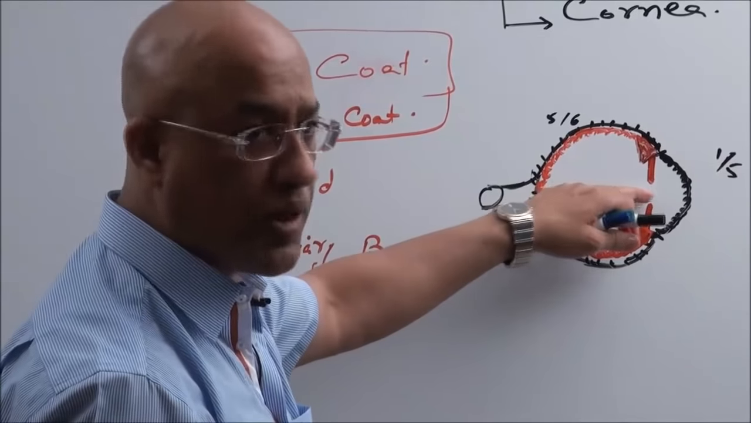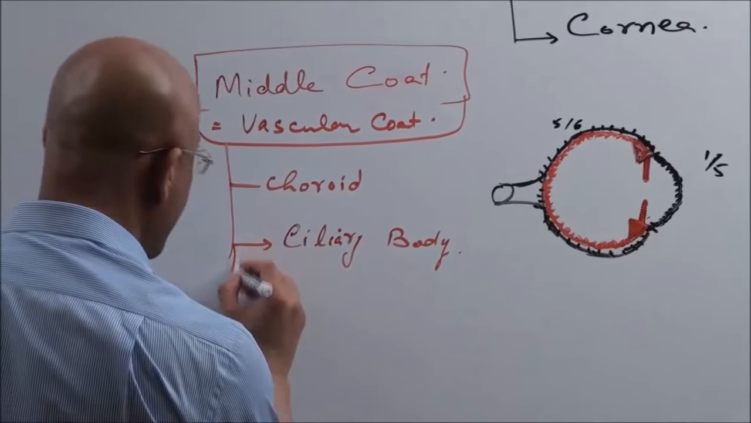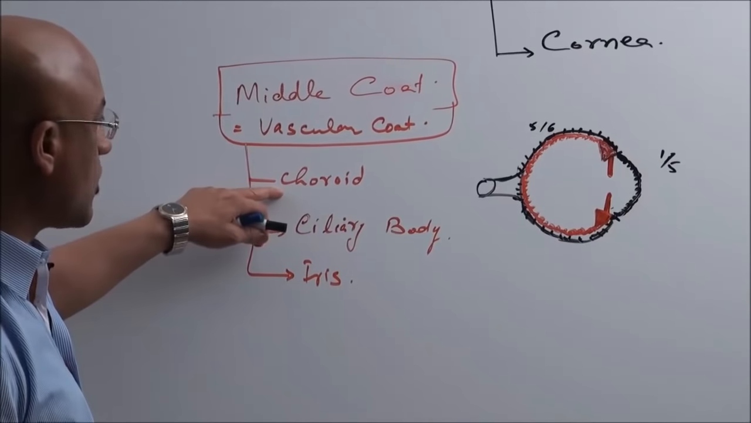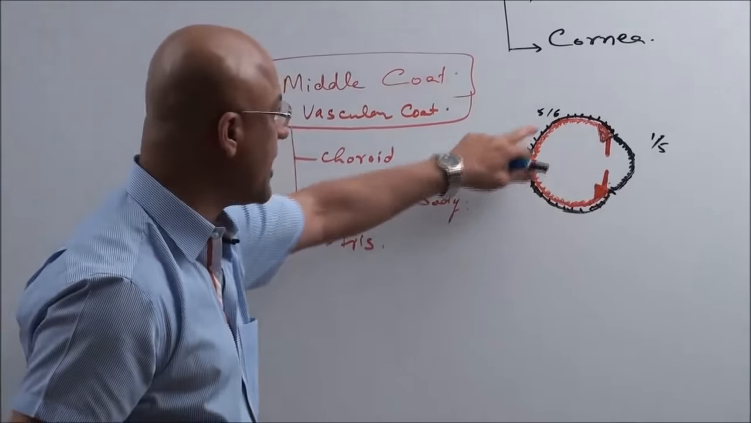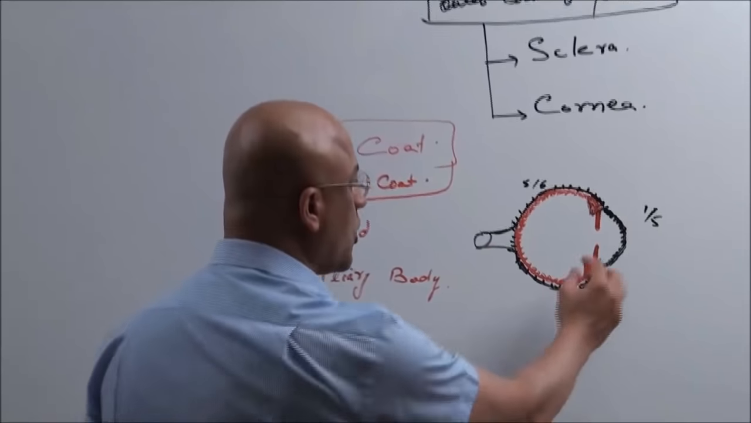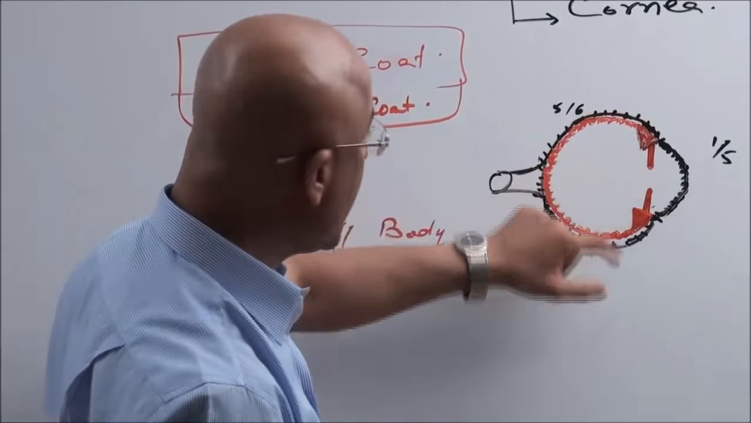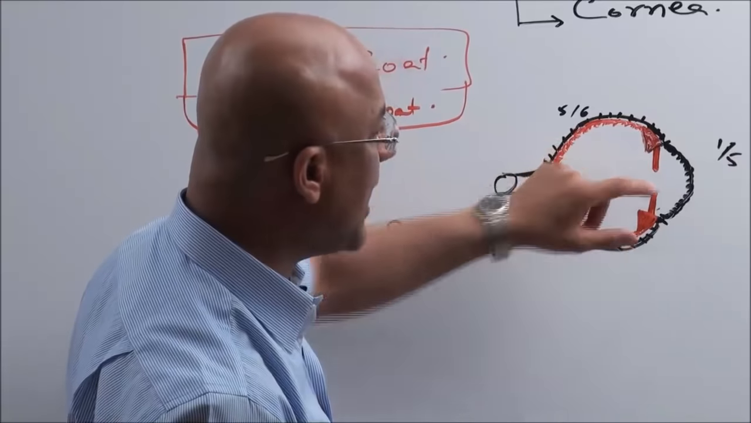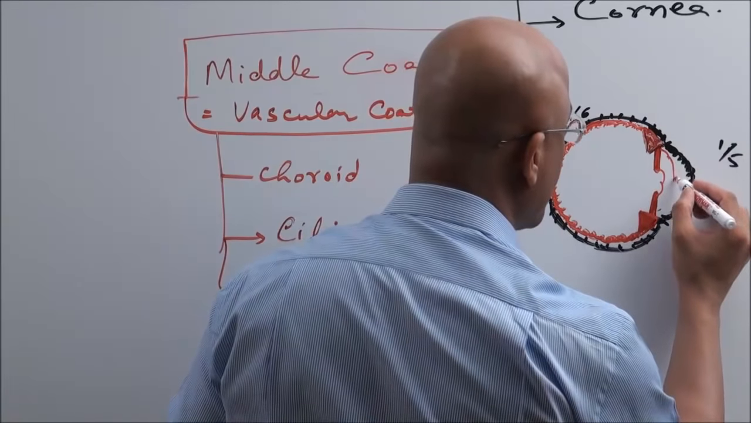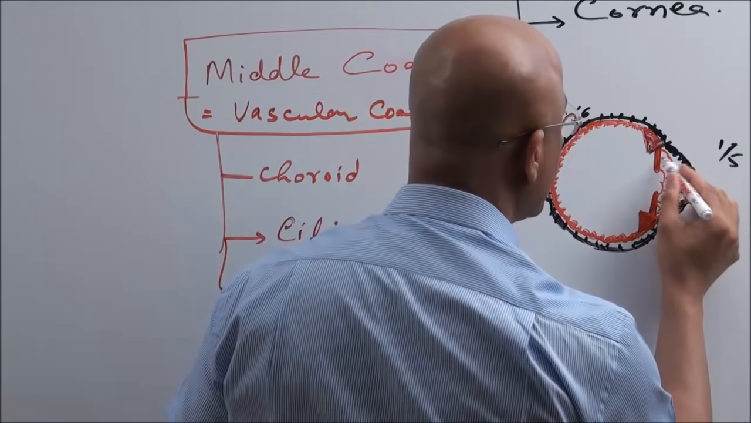The central hole is the pupil, and this diaphragm is called the iris. So we can say that the middle layer consists of the choroid and the ciliary body. The ciliary body is actually, here you see only two parts, but actually it's a thickened circle. And here is the iris, with a central hole. If you make it, the iris will be somewhat like this. This is the iris.